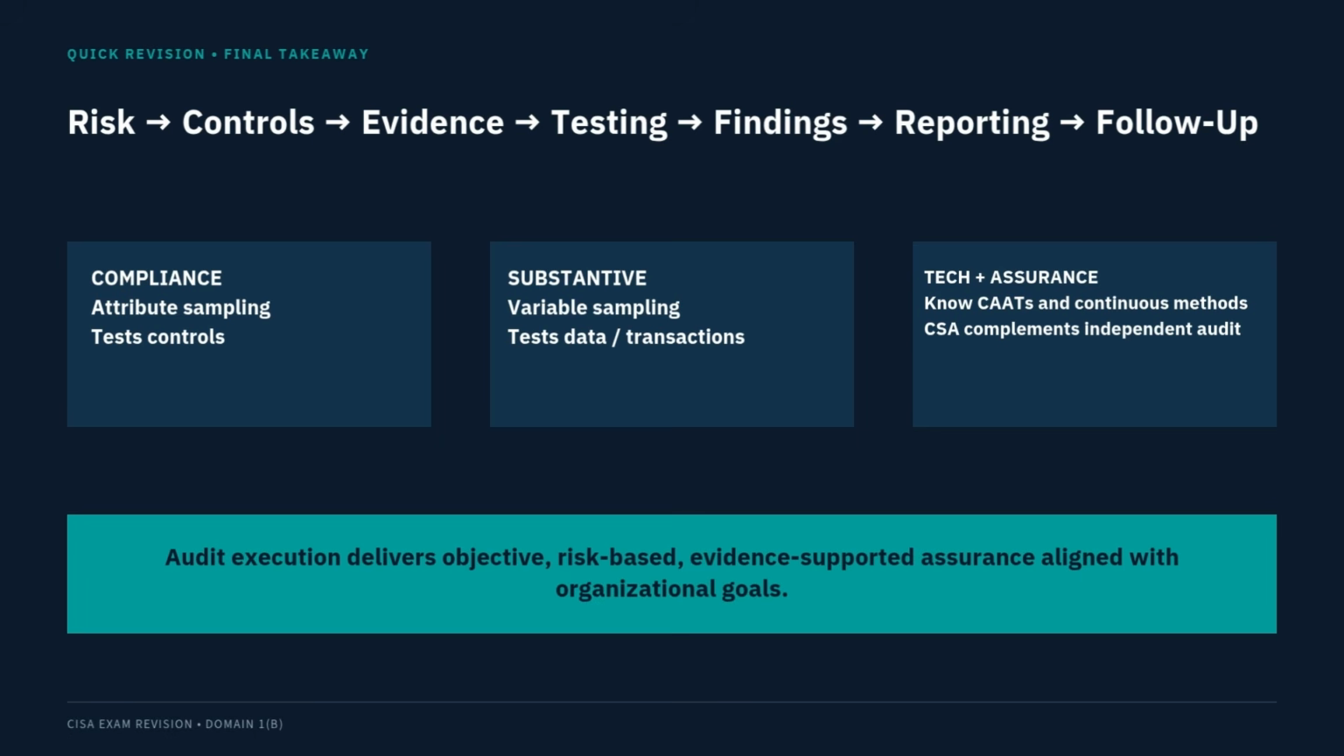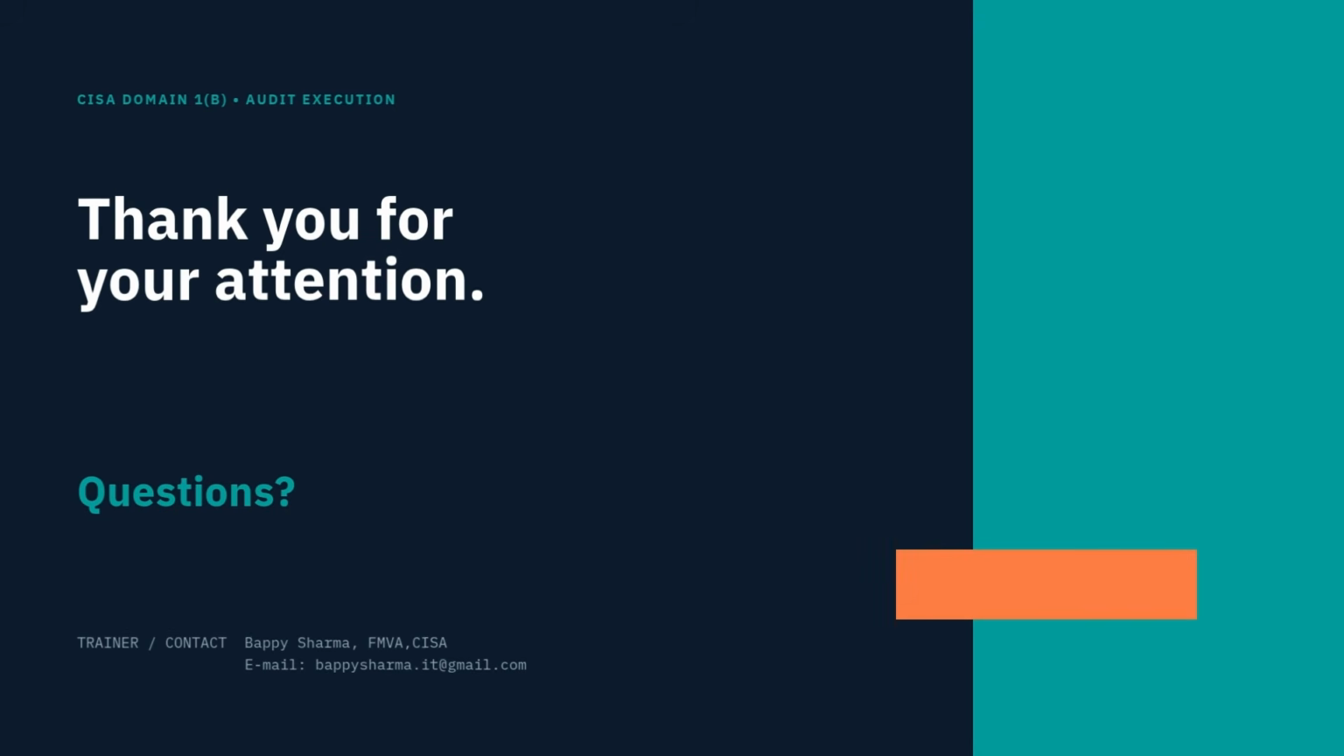Finally, for the CISA exam, remember the complete audit execution sequence: risks, controls, evidence, testing, findings, reporting, and follow-up. Also remember the distinction between compliance and substantive testing, the importance of CAATs and continuous auditing, and the supporting role of CSA.